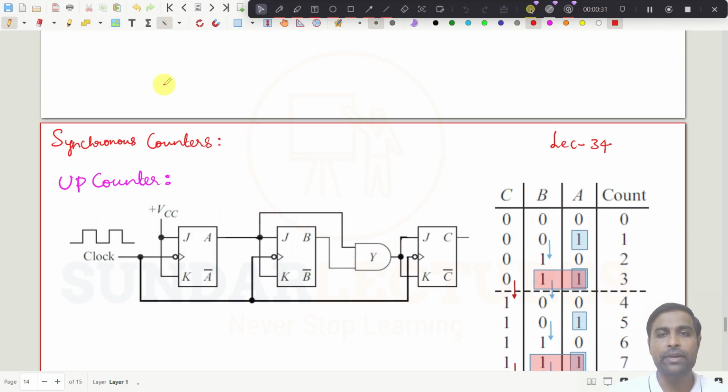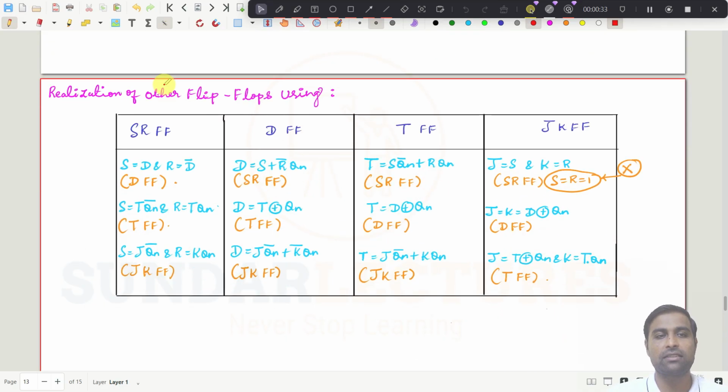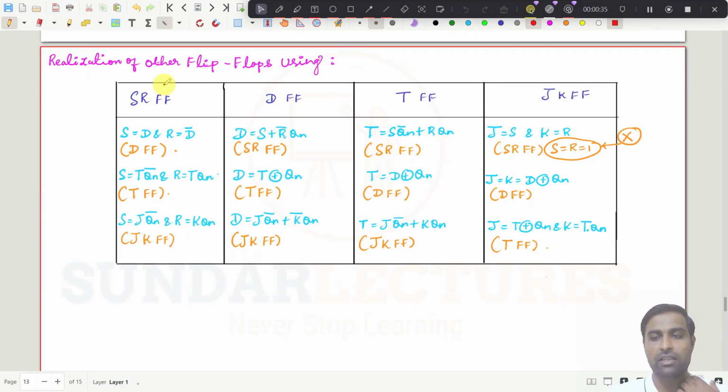And what are all the topics we have seen in the previous class? This is the final slide we have seen in the previous class. We have taken flip-flop conversions, right? So one flip-flop to another flip-flop, and we have done all the combinations of flip-flop conversions. And this is the final table we have written for the SR flip-flop.